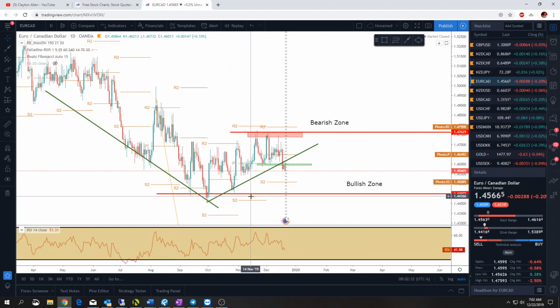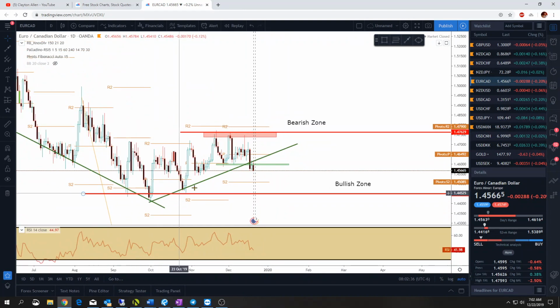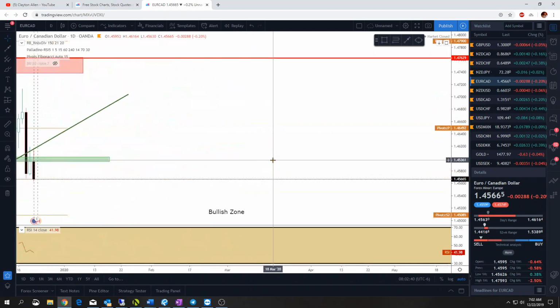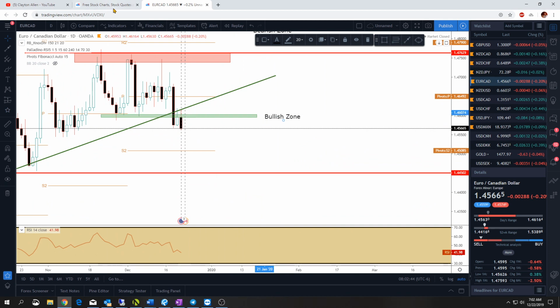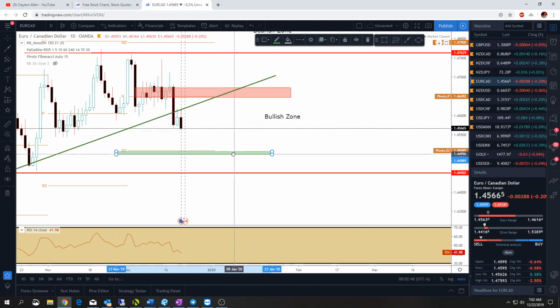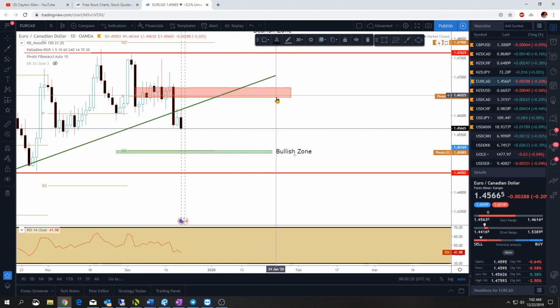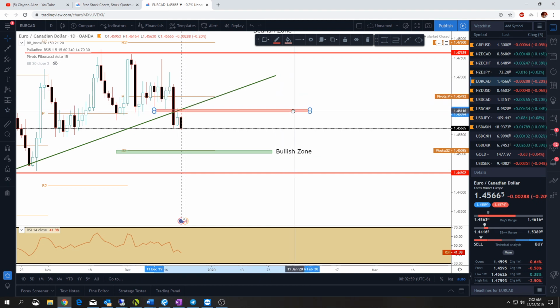Euro CAD. All right, Euro Canadian dollar. We had this trend. We have a break of the trend. We have a retest of the trend. So I'm no longer bullish here. I'm bearish here. And I'm not going to be bullish again until possibly this S2 line. I'm kind of bearish here now.